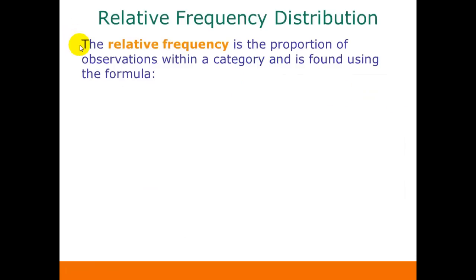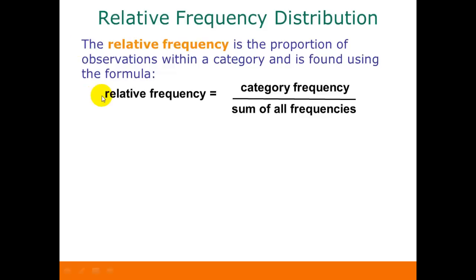Now another type of table we can create is a relative frequency distribution. And the relative frequency, instead of being the count of how many values are in each category, it's the proportion of values within each category. So to find the relative frequency for a specific category, we take the frequency for that category and divide it by the sum of all the frequencies. In other words, the sum of all the frequencies means the total number of observations that were in our data set.